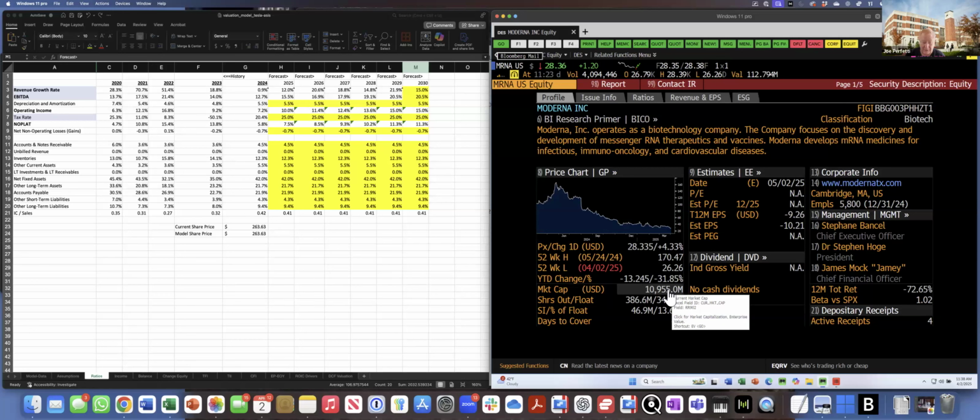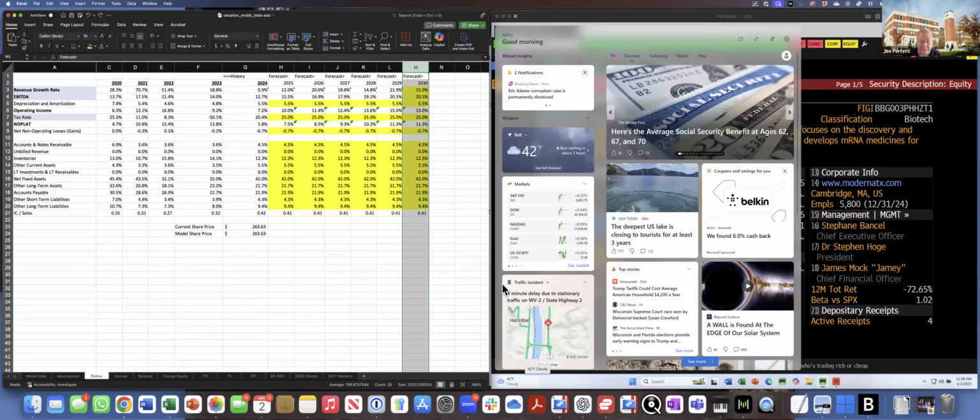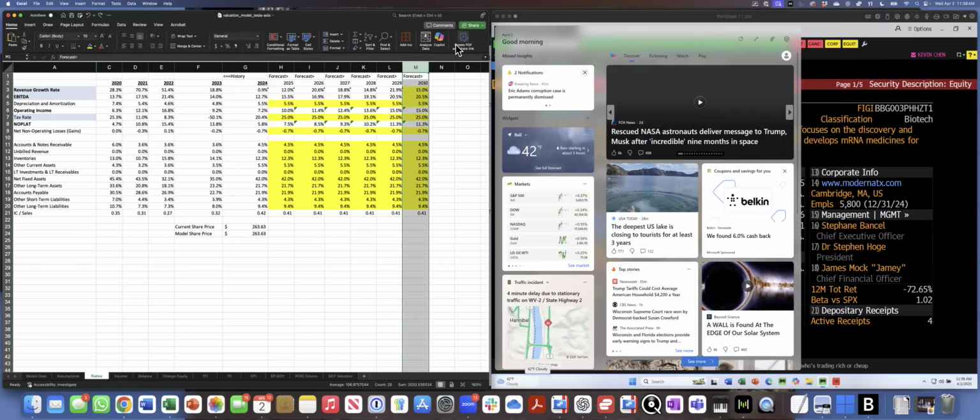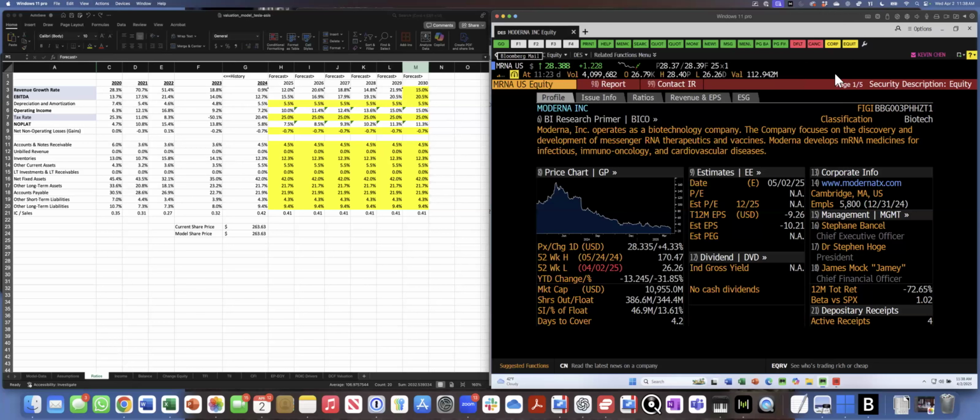As the people following along, were you able to get to this price? 263.63? Any challenges? Great. Or close to it? Yeah. My DCF valuation is way off, but I think that might be my problem, not your problem.